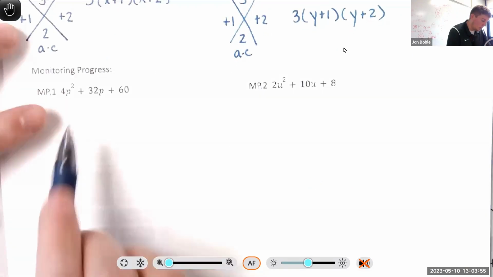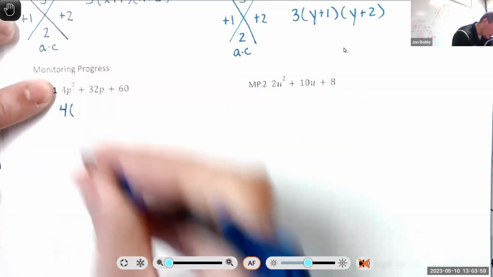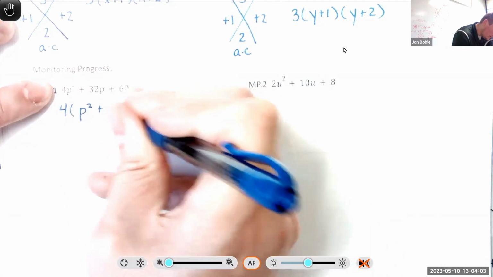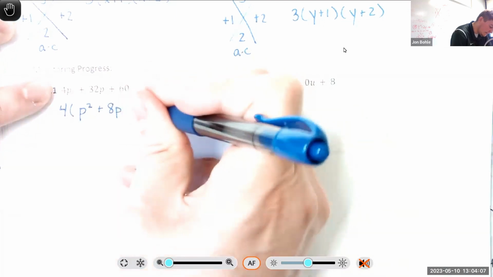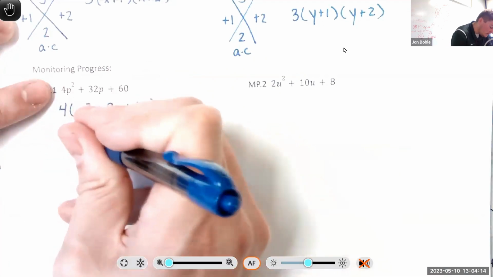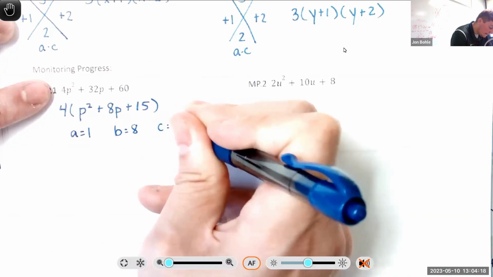Okay, so you do a little bit of work here and you're going to find that there's a greatest common factor of 4. When I divide a 4 out, I'm left with p squared plus 8p plus 15. Okay, so now my A, B, and C values have changed because I've divided a 4 out. So my A value is 1, my B value is 8, and my C value is 15.